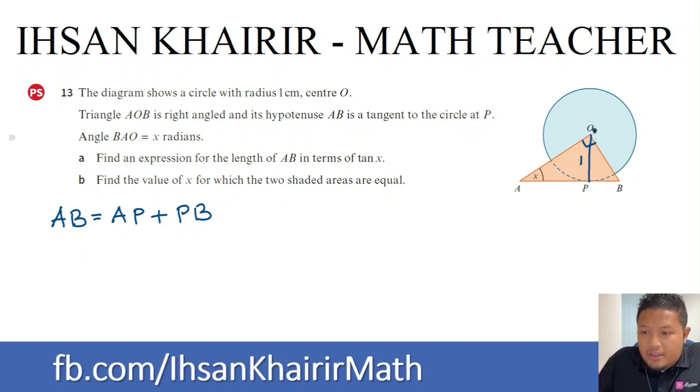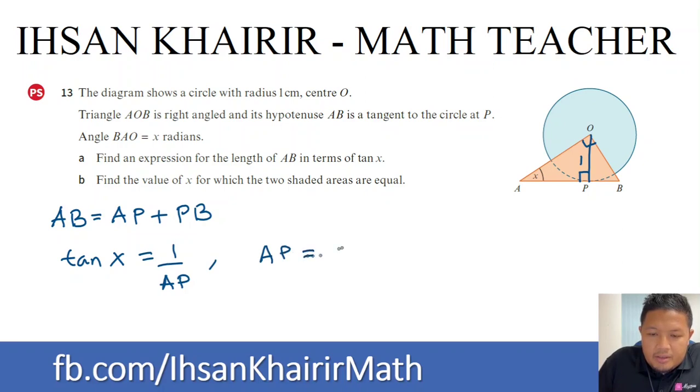So based on this triangle here, now because APB is a tangent line to the circle, then OP, which is a radius line, is perpendicular to APB, which means you have a right triangle AOP. That means we can say, hey, tangent x is opposite over adjacent, 1 over AP, which means that AP is 1 over tangent x. Okay, so that's one. So we found an expression for AP that contains tangent x.